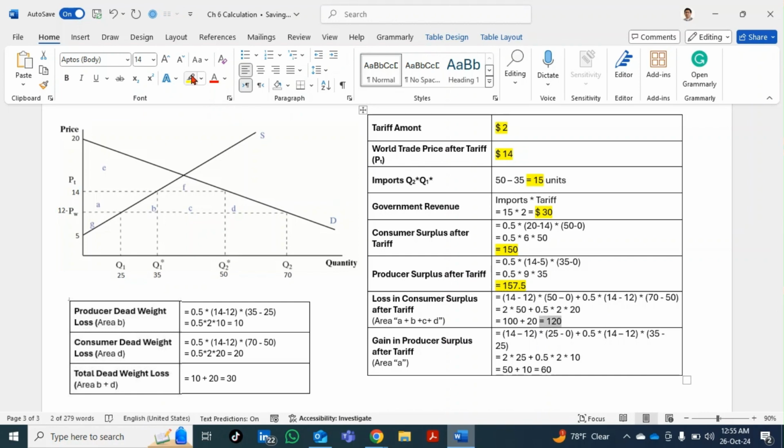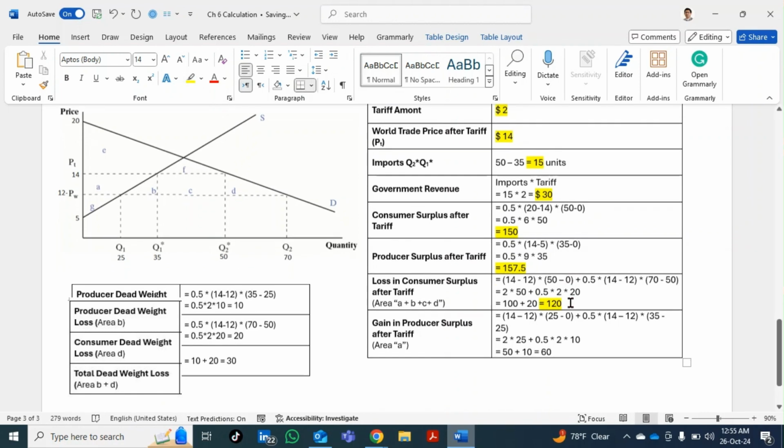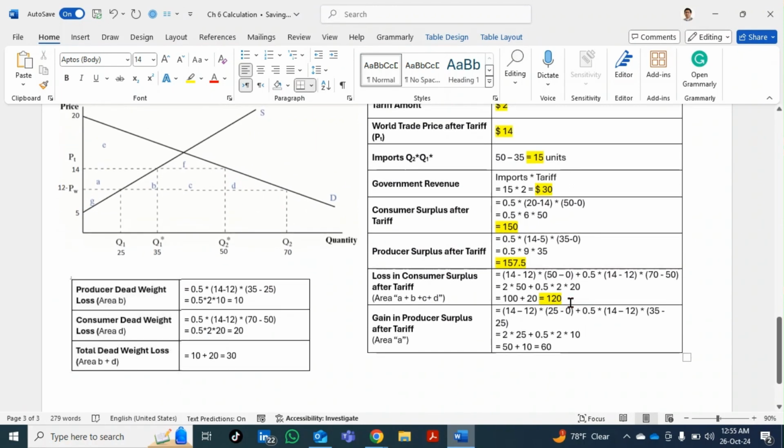That is the loss of consumer surplus. And similarly, if we calculate how much is the gain for the producer surplus, that is representing area A. Area A previously was the consumer surplus, but once the tariff is imposed, it becomes a producer surplus. Now we have to calculate the value for area A. Again, area A we have to calculate in two steps. First, up to quantity 25, that is a rectangle, and after 25 till 35, that's a triangle. So we'll calculate in two steps.